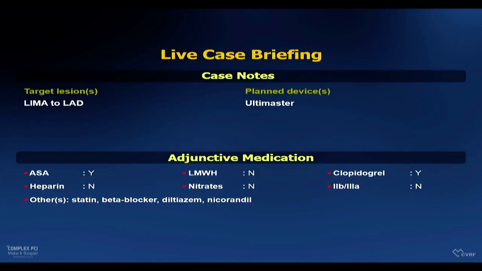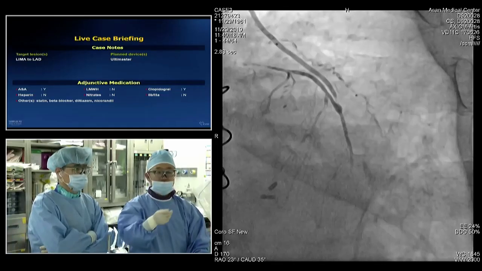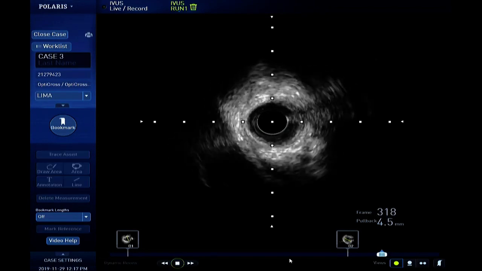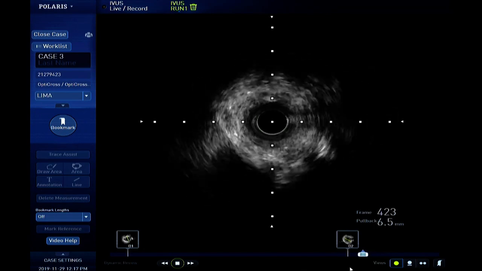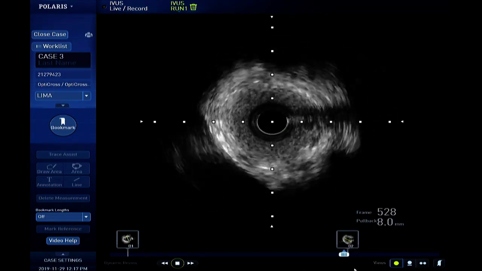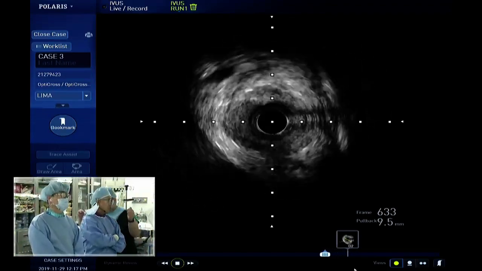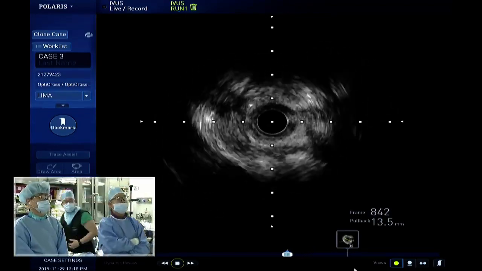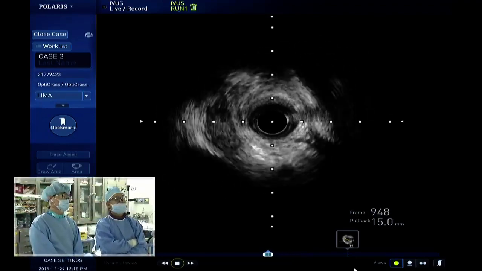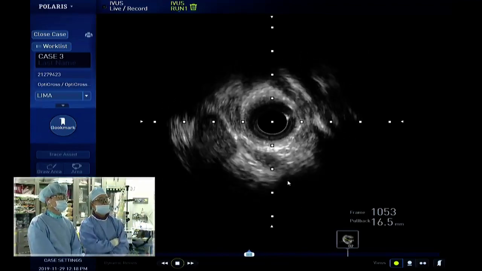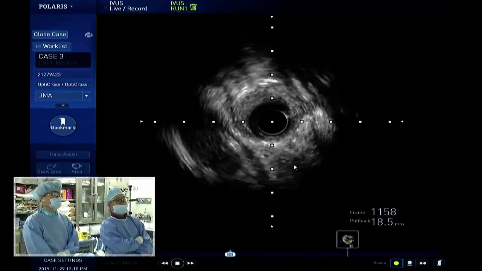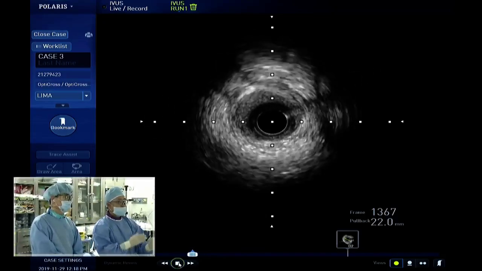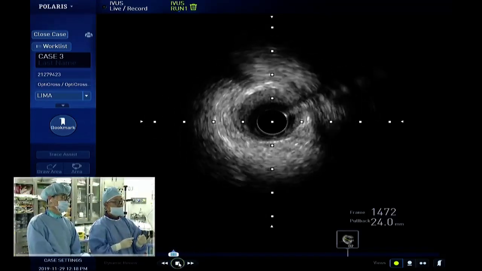Okay, next one. We already evaluated IVUS. Could you show us the IVUS? This is the distal part of the mid-distal LAD, and the mid part was 2.75. Here is the mid part of LAD. This is the anastomosis part. Here is the LIMA anastomosis, and the vessel is not so big. The anastomosis is very tight with narrowing, and on the angiogram you can easily see the very tight anastomosis stenosis of LIMA to LAD.